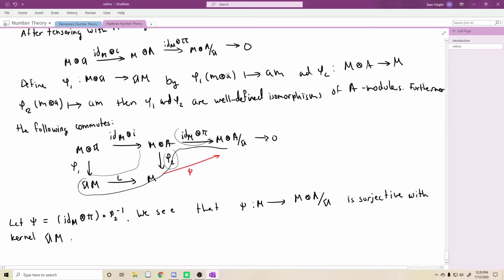Am. So the way you would check that this has the correct kernel is I'd take something maybe in the kernel here, I'd pull it back up to here. So I'd pull it under varphi2, I'd see that it maps to 0 under this guy, so I could pull it back to here. Once I've pulled it back to here, I'd push it down and see that these two things essentially match.